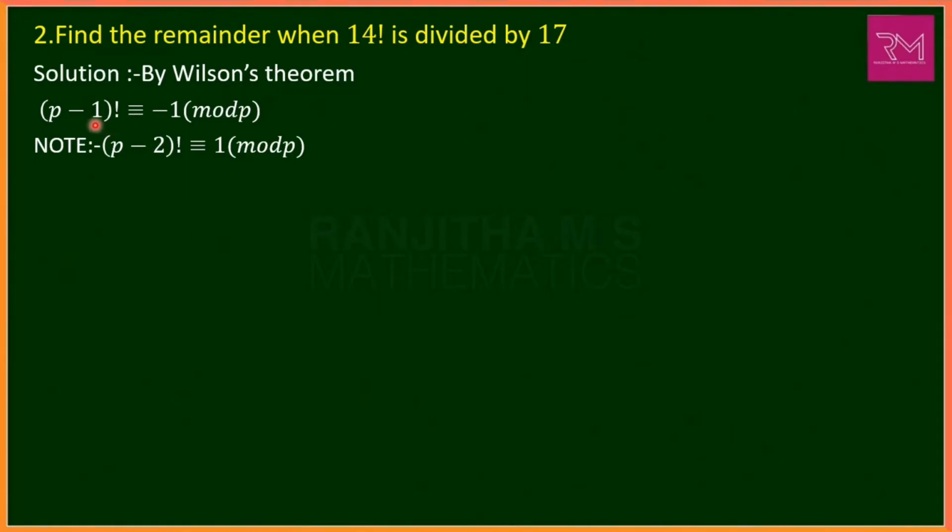Here one formula is p minus 1 factorial is congruent to minus 1 under modulo p. We can substitute the p value here itself and simplify. Both formulas are the same. Or we can take the other formula, that is p minus 2 factorial which is congruent to 1 under modulo p. I am using this formula here. You can use this formula also, both are the same.